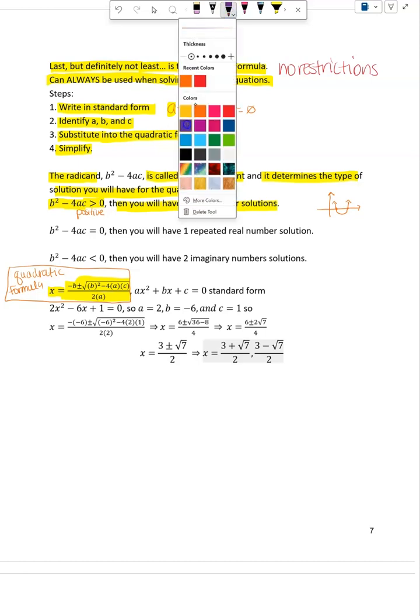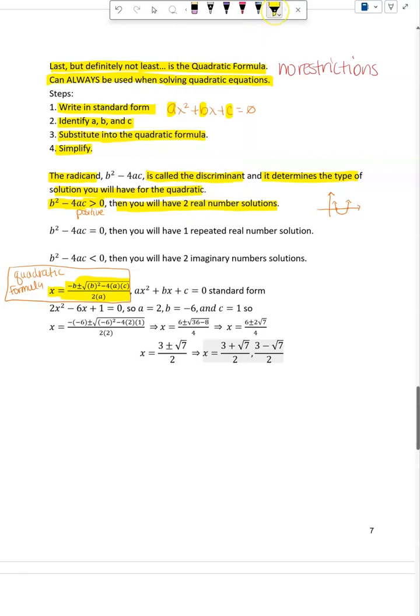Now let's pick a different color here. If our discriminant or our radicand, b squared minus 4ac, equals 0, then you will have one repeated real number solution. So if it equals 0, then we're going to have 1 point. It would be right here, and our parabola would touch that point and go up, okay? So that would be our one real solution, where it touches the x-axis.